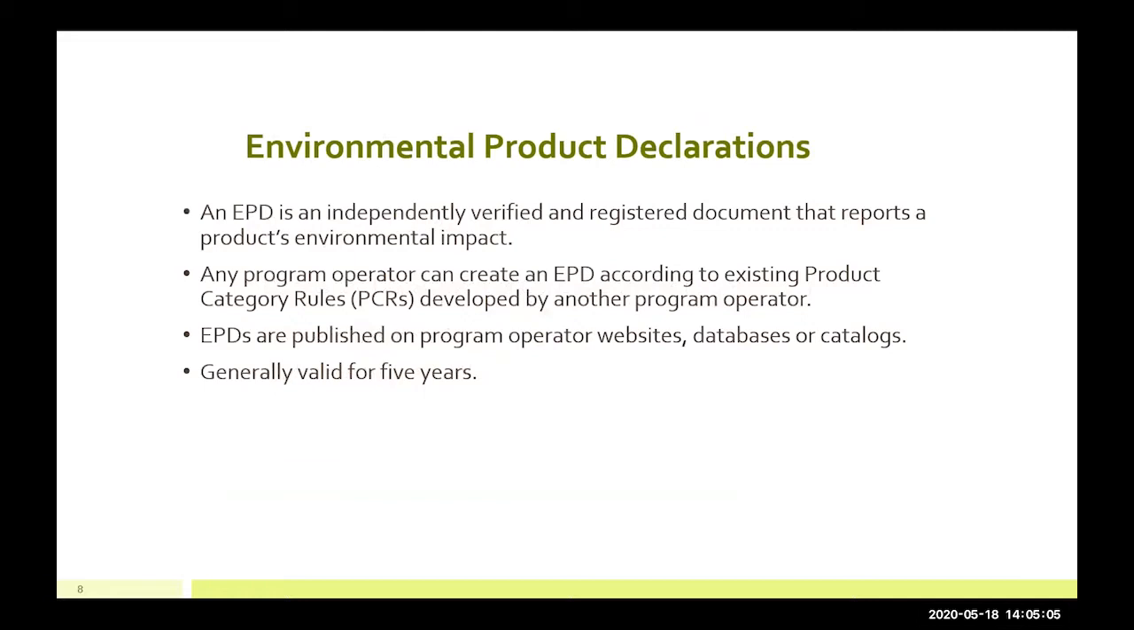So once EPDs are developed, they are published on program operator websites, databases, or catalogs. And there are different variations of how a program operator will choose to present their library of materials. EPDs are generally valid for 5 years, and so after 5 years, the information in the EPD is old, and the manufacturer will need to go back out and acquire new data for their product and then re-update their documentation so then they're showing readers the most up-to-date information for their product line. Next slide.